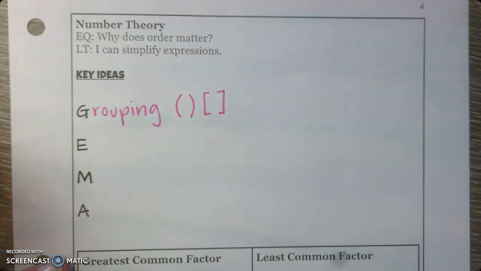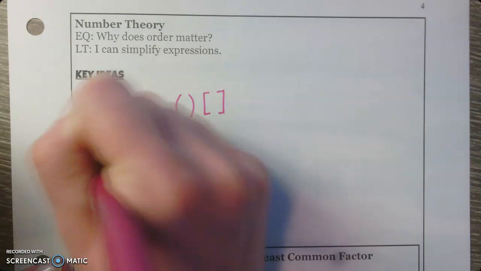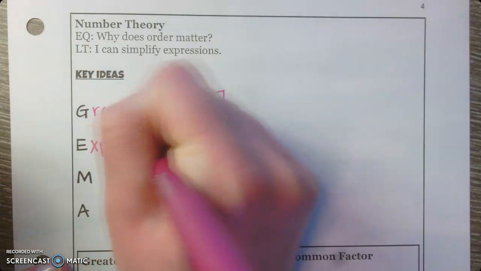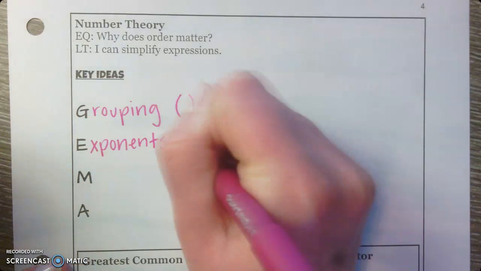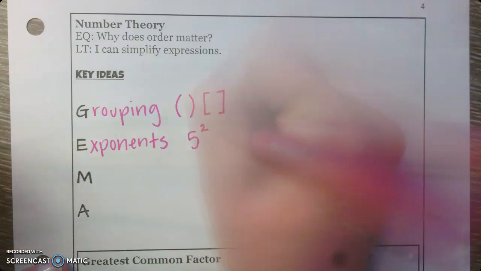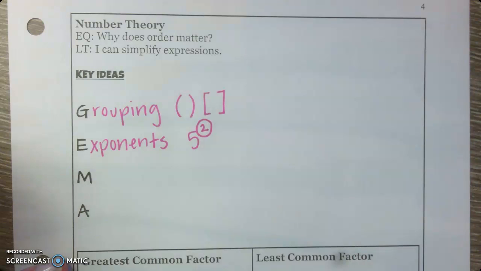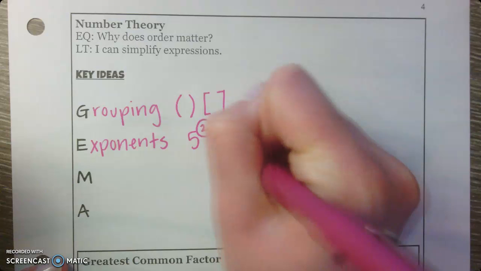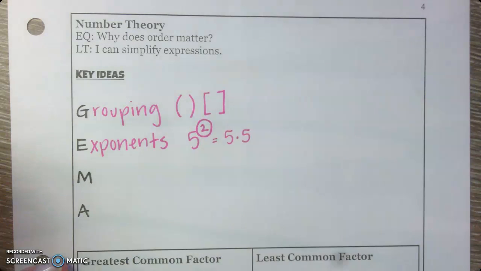All right, then we've got E. E for exponents. Those exponents are like if I had 5 squared. That 2 is telling me there's two 5s multiplied together. So that would equal 5 times 5. So 5 squared is not 10, 5 squared is 25. Make sure you write all of that down.